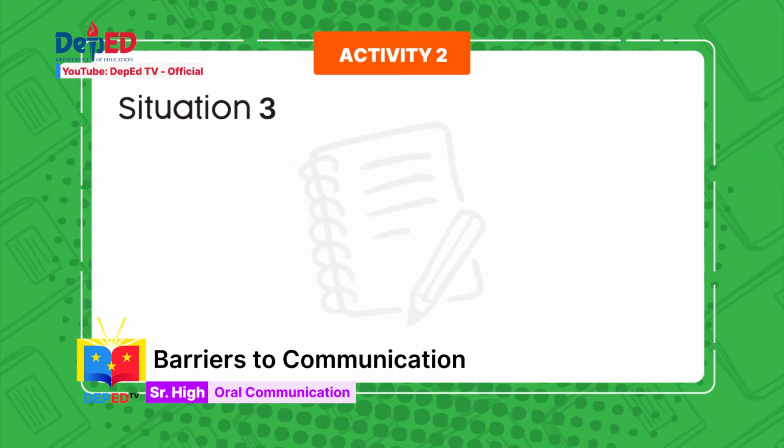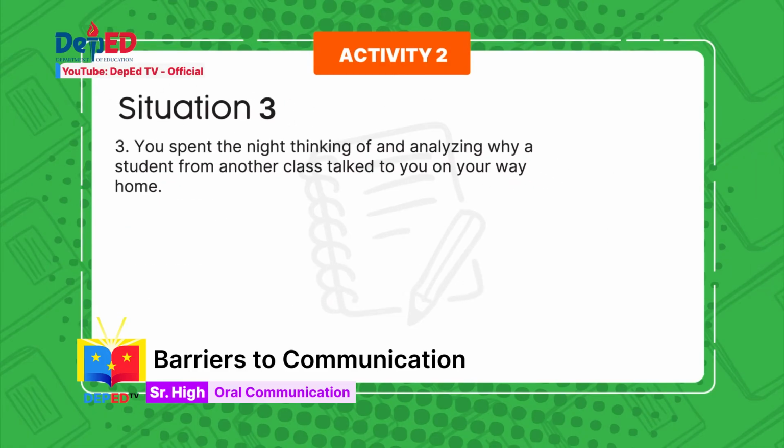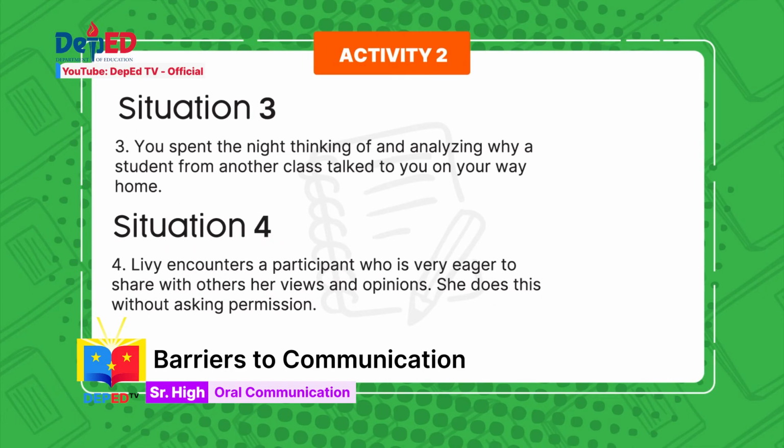Number 3. You spent the night thinking and analyzing why a student from another class talked to you on your way home. Number 4. Livy encounters a participant who is very eager to share with others her views and opinions. She does this without asking permission. Livy showed disrespect to the people she is talking to by speaking without any permission from the conversation leader.